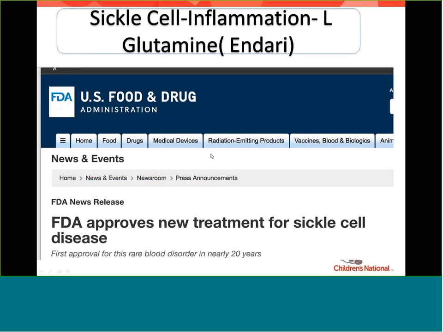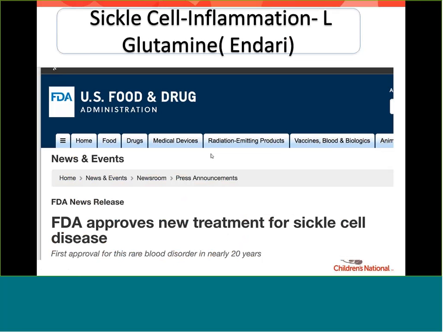So one of the things I want to mention is treatments. So we talked about hydroxyurea. New treatments are happening. L-glutamine is an FDA-approved new treatment for sickle cell disease. The only thing I can report is previously published reports.